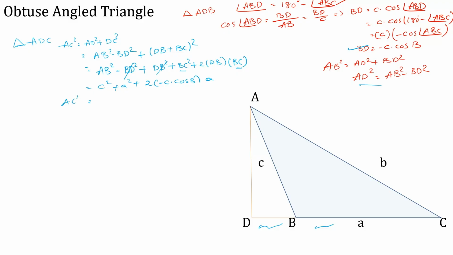This is AC square is equal to C square plus A square. This will become minus 2 into C into A into cos B. This AC can be simply written as B square. So from this we can write B square is equal to C square plus A square minus 2AC into cos B, which is the cosine formula.